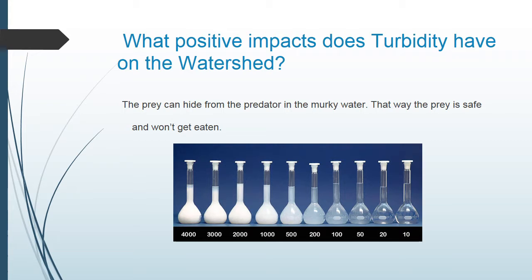As you can see in the picture below, this is a turbidity scale. 4,000 is the highest and the most turbid, and 10 is the lowest and the least turbid. So as you can see, 4,000 is like cloudy and 10 is very clear.